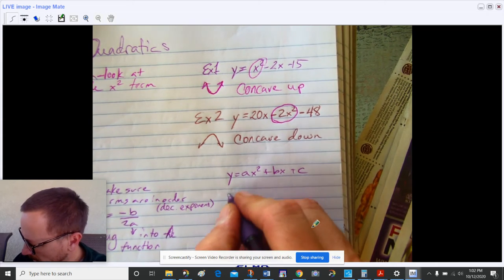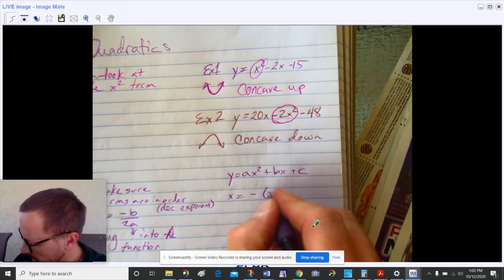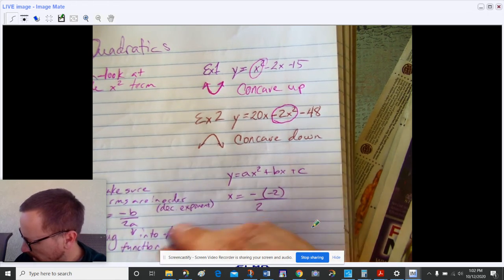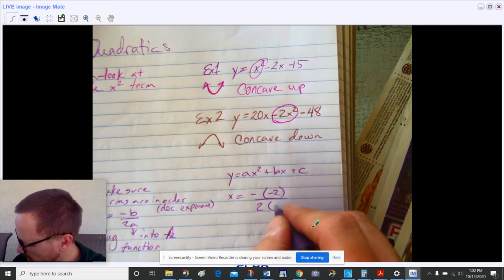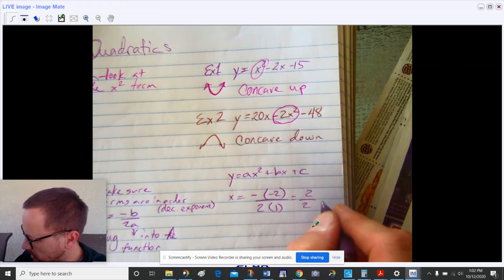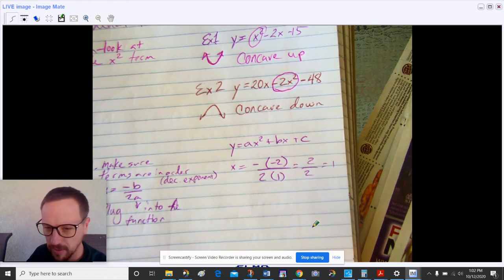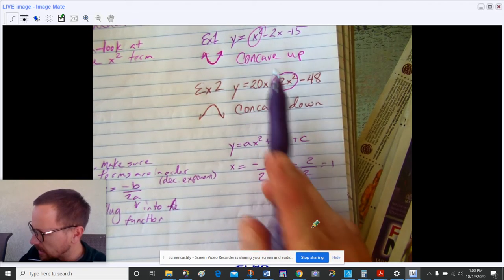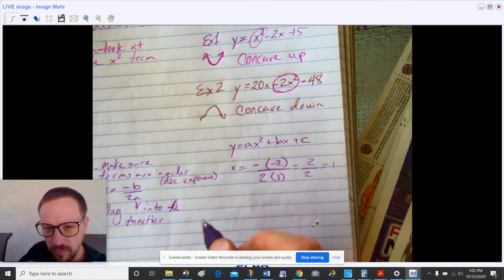So in this case, we'd say, okay, cool. So x equals negative b, so negative negative 2, over 2a. A is, if there's nothing there, it's 1. Negative negative 2 is positive 2, divided by positive 2, so we get 1. So x equals 1. That's our x-coordinate for our vertex. We know it's concave up, and we have an x-coordinate of 1 right here.